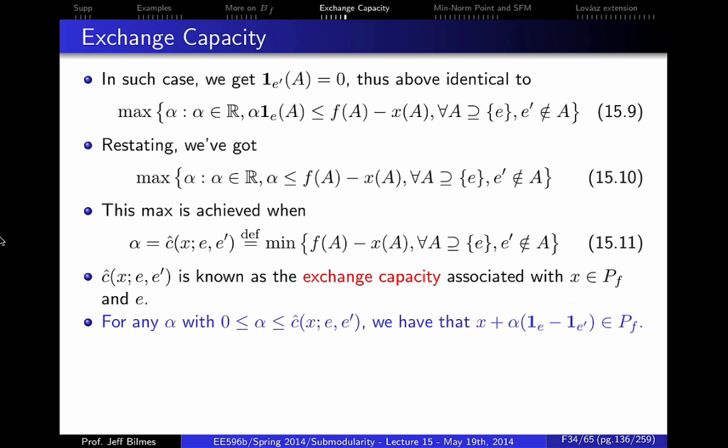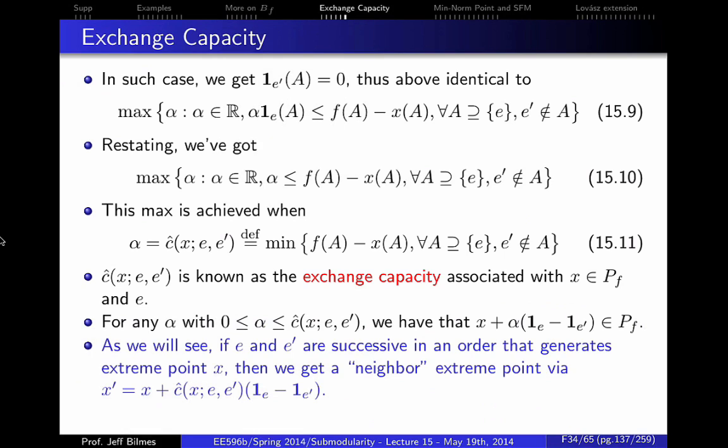So what this means then is that if we take any alpha between 0 and the exchange capacity, we can do this movement. And of course the alpha, for example, would correspond to, if this is a polytope, starting here, and moving a certain degree along, say, the base. And how much do we move? The exchange capacity is moving fully from one vertex, from one extreme point to another.